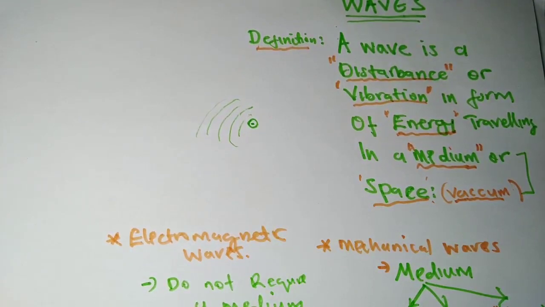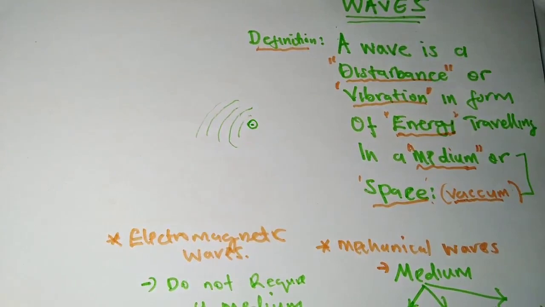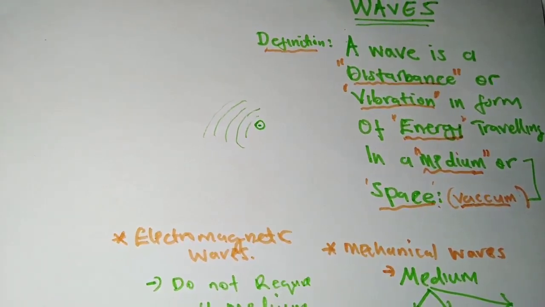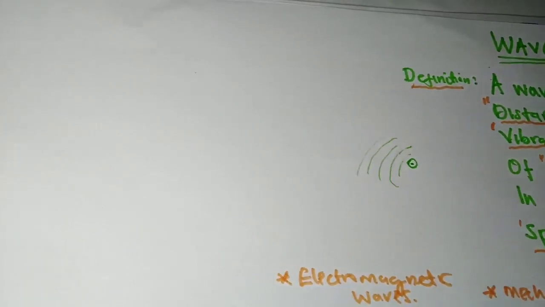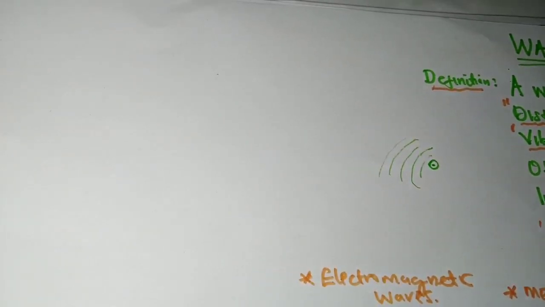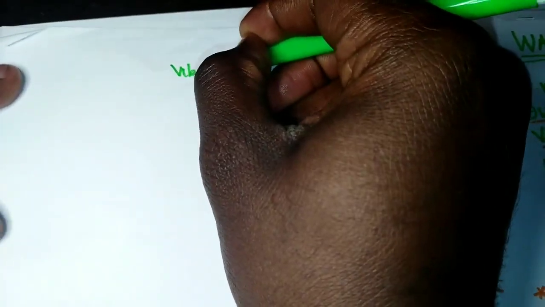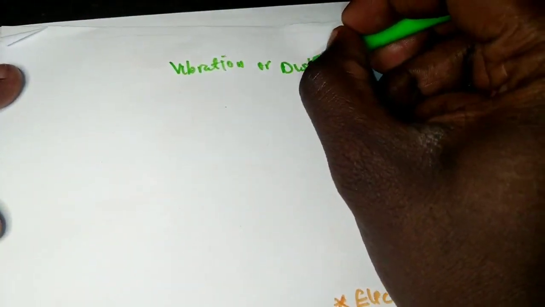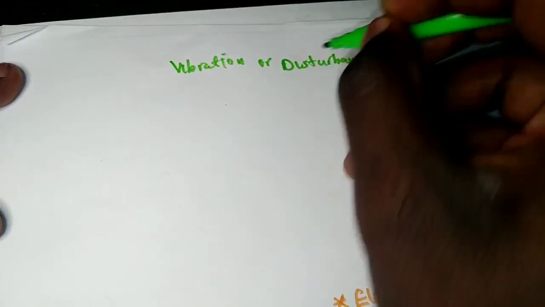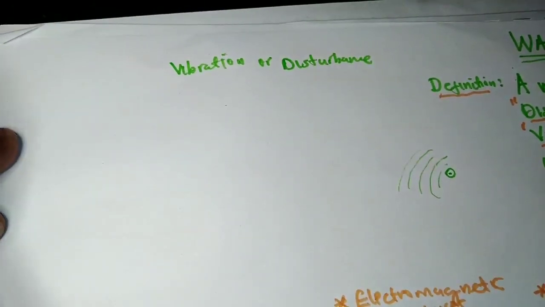Now we've seen that these waves are formed when there is a disturbance, so mark this as a disturbance, or there is a vibration. We've talked about a disturbance. Let me just illustrate something here before we dive into something else. We said it's a vibration, or a disturbance.